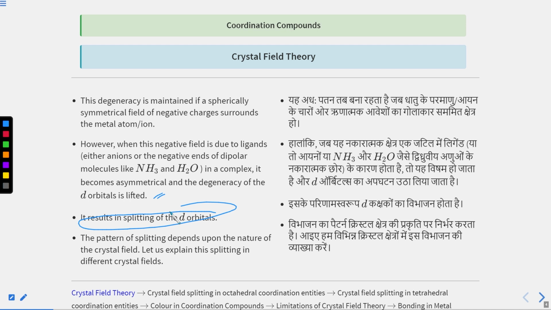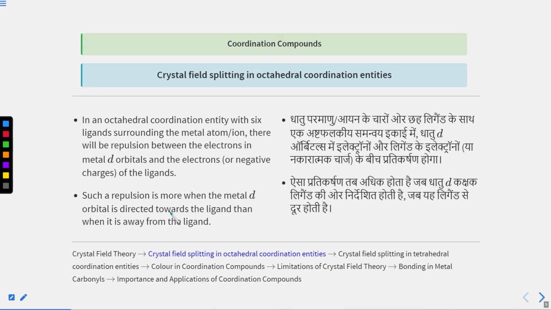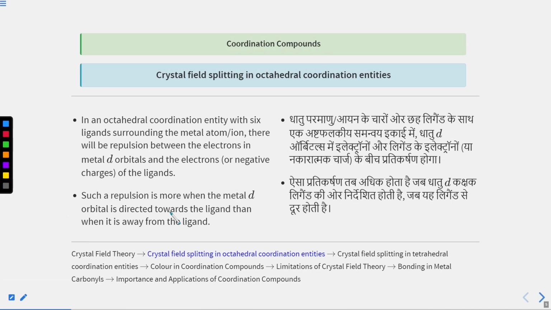Now the pattern of splitting depends upon the nature of the crystal field. Let us try to explain this in the form of an illustration. How the d orbitals will split depends upon the crystal field. The crystal field means the field that is created by the ligands, right? So in an octahedral coordination entity with 6 ligands surrounding, there will be repulsion between the electrons in the metal d orbital and the electrons of the ligand.